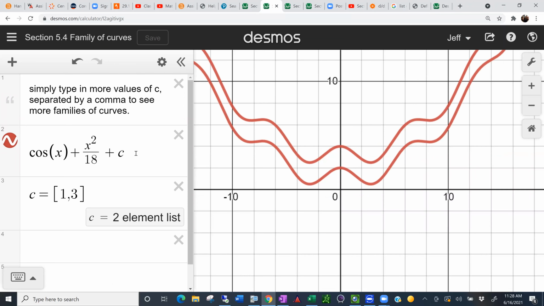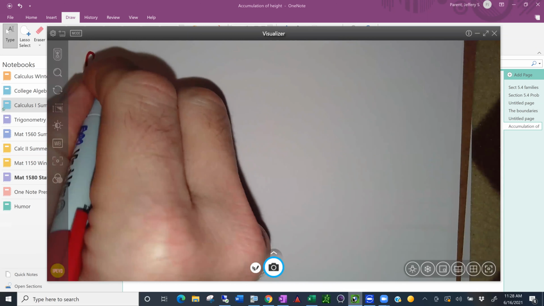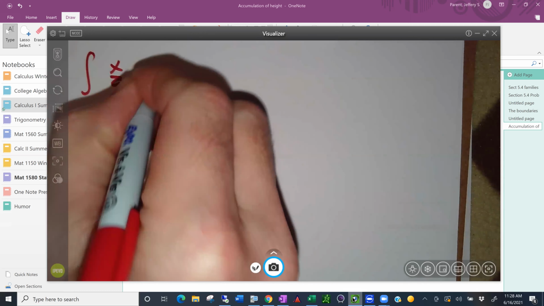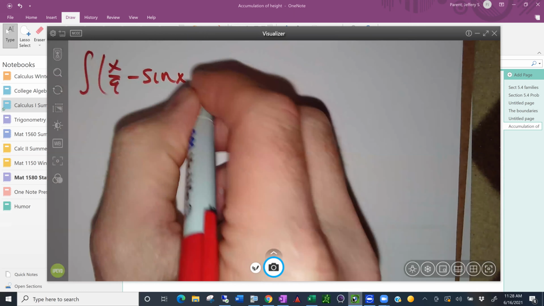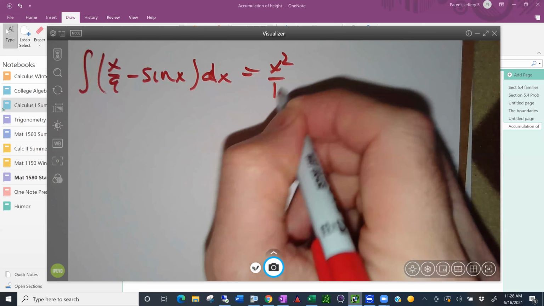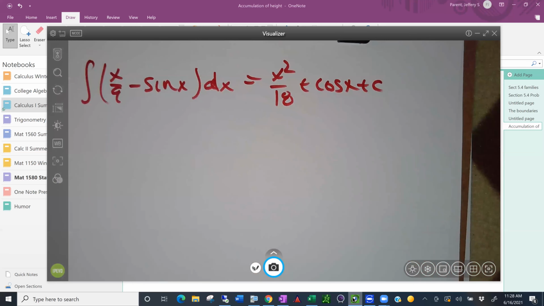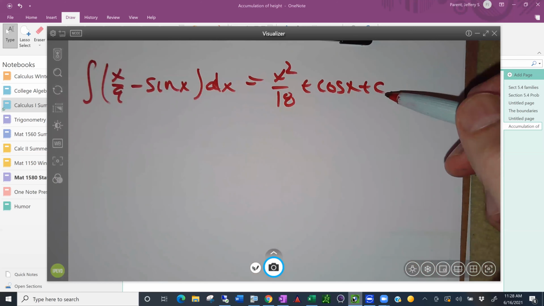So this, for instance, is the antiderivative of negative sine of x plus x over 9. All right, so if I integrated the integral of x over 9 minus sine of x dx, what we'll end up with is x squared over 18 plus cosine of x plus a constant. Now that constant is there because when you differentiate something, the derivative of a constant goes to 0.